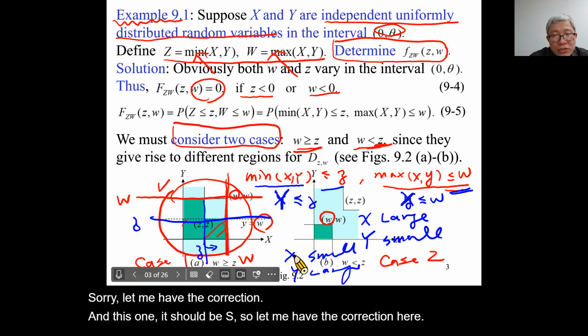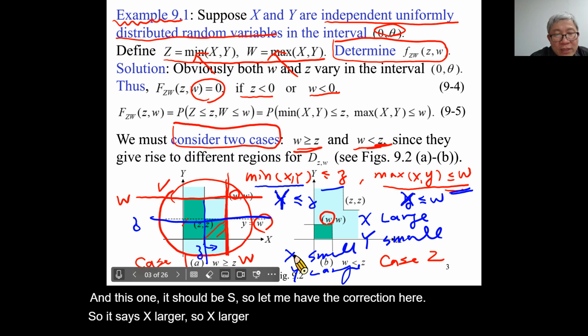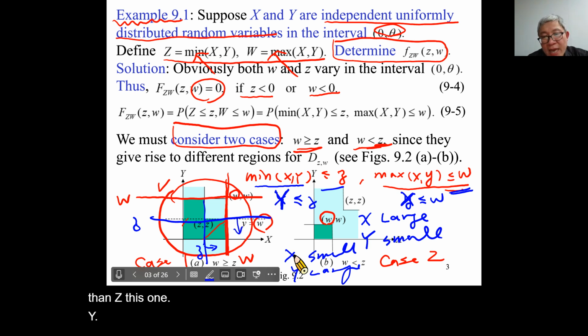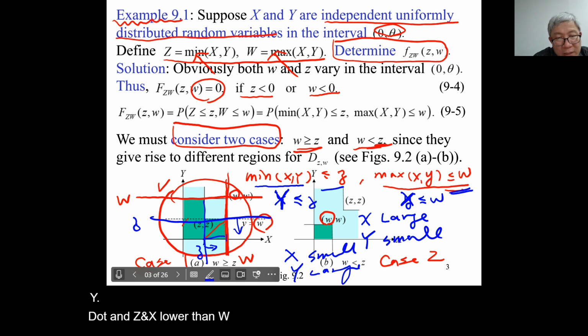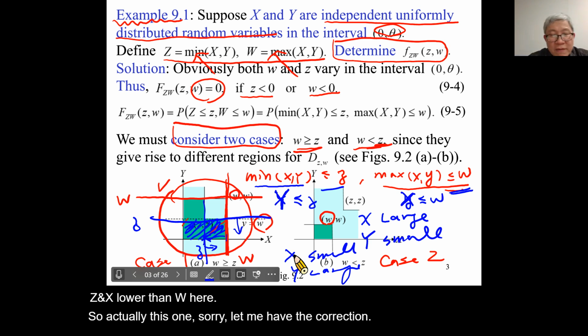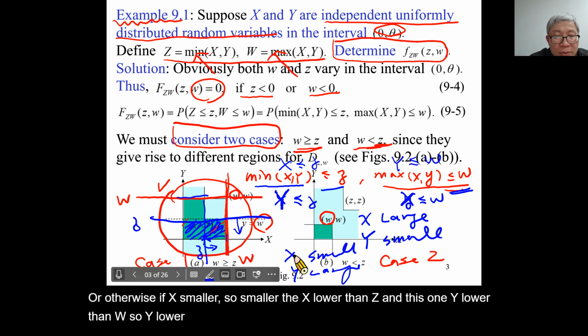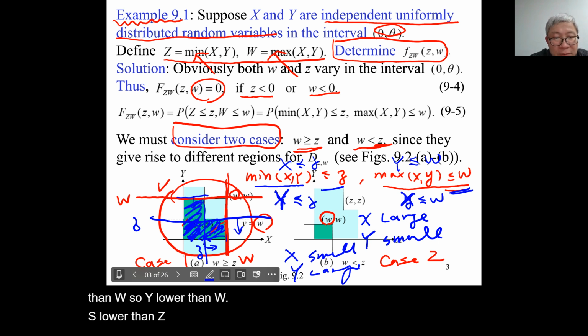So it says x larger, so x larger and y smaller. It should be this. So y lower than z, this one. Y lower than z. And x lower than w here. So actually this one. Sorry, let me have the correction. Otherwise, if x smaller, so x lower than z. And this one, y lower than w. So y lower than w, x lower than z, so this one. So that's why we have the region here.